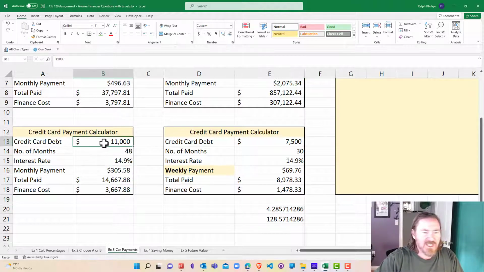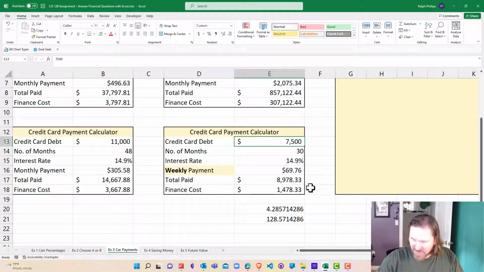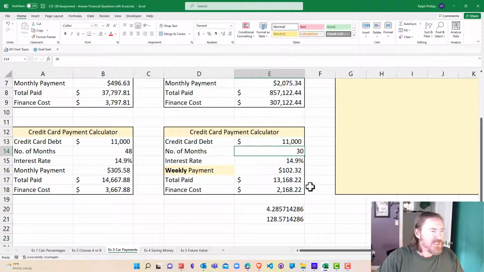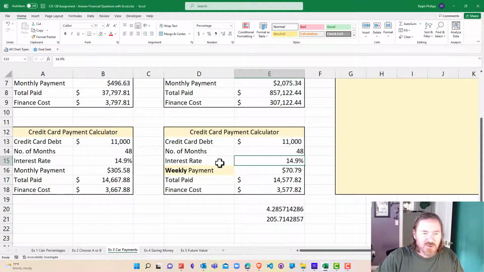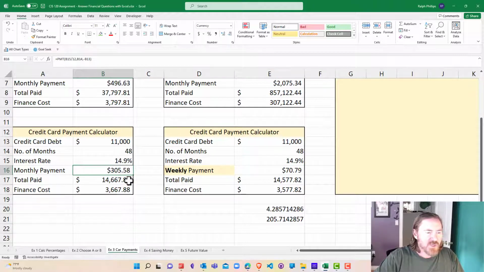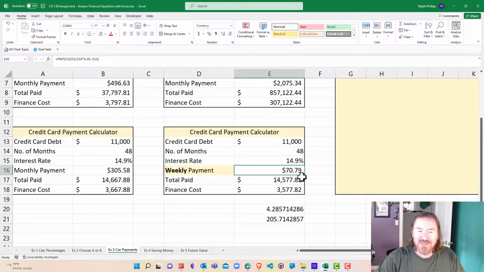So the credit card debt, I'll change this one to 11,000. Number of months is 48, so I'm going to change this number of months to 48 months. Interest rates are already the same. Here we go. So in one scenario, if we pay off our credit card monthly, we're going to spend $305 per month. Or if we pay it off weekly, we'll spend about $71 per week.